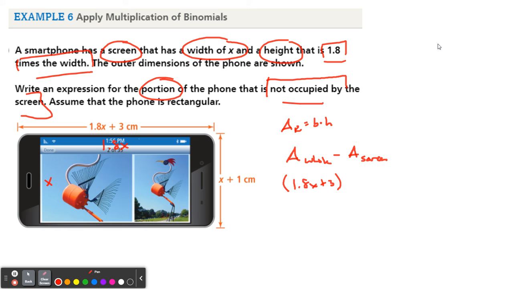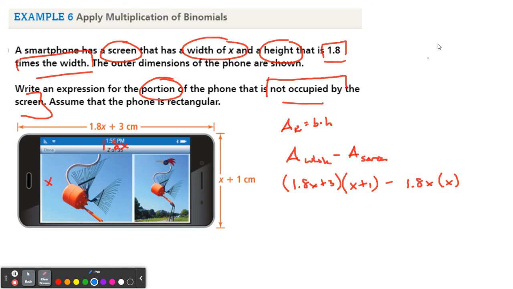be the base. Notice I put it in parentheses because it's a binomial. I'm going to multiply that by x plus 1, which is the height, minus the area of the screen, which is going to be a base of 1.8x times a height of x. So first off, let's go ahead and multiply these two binomials.